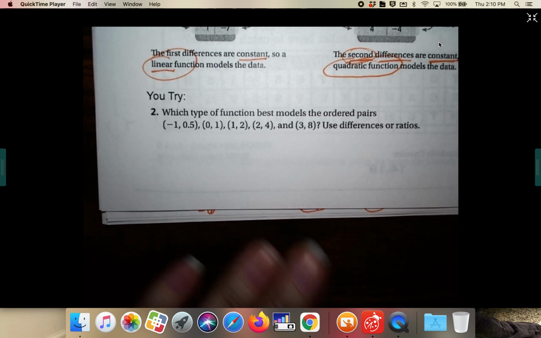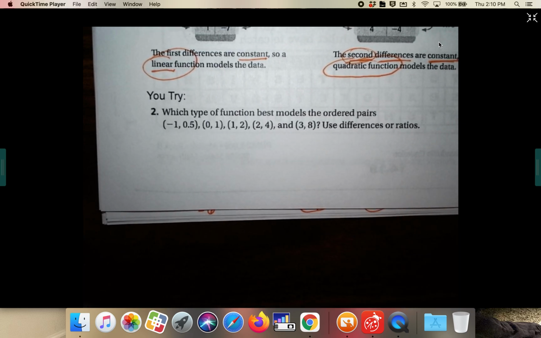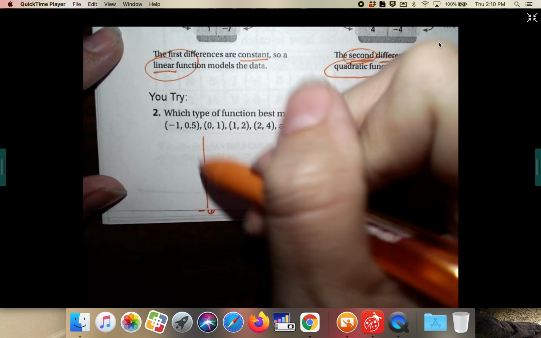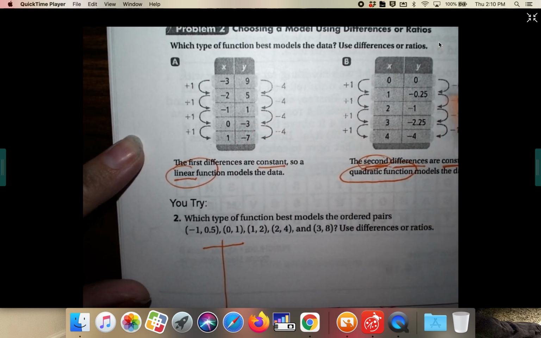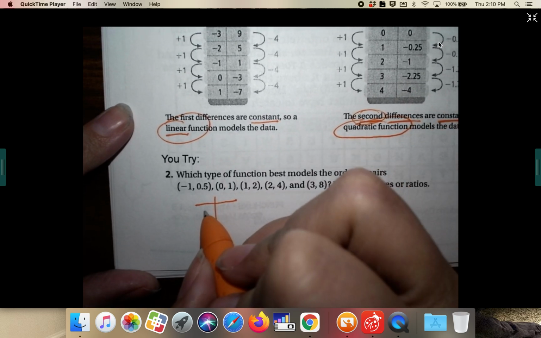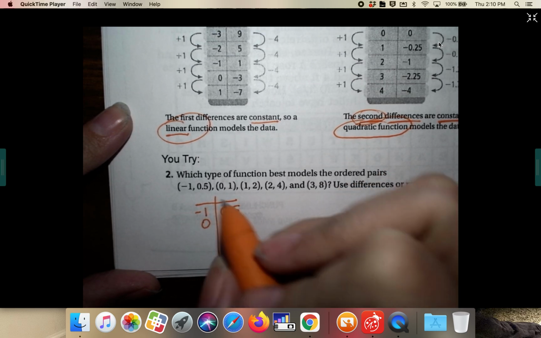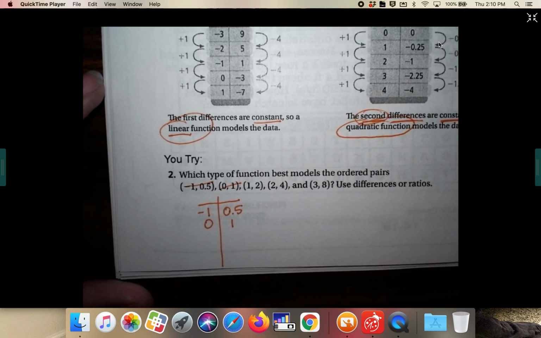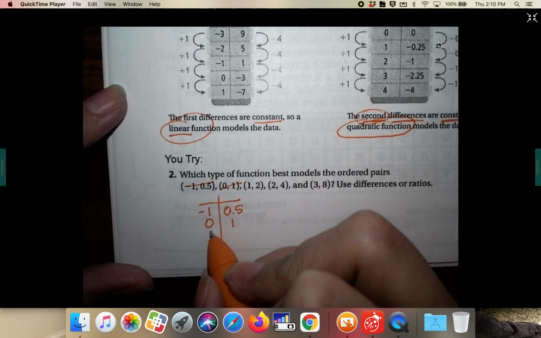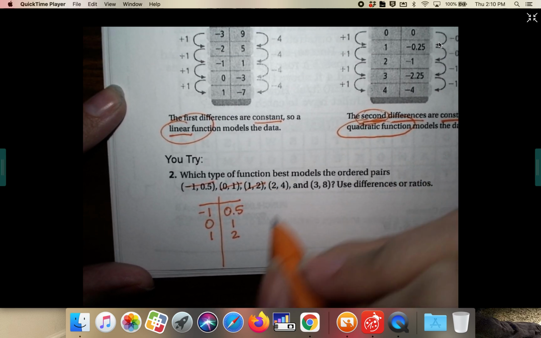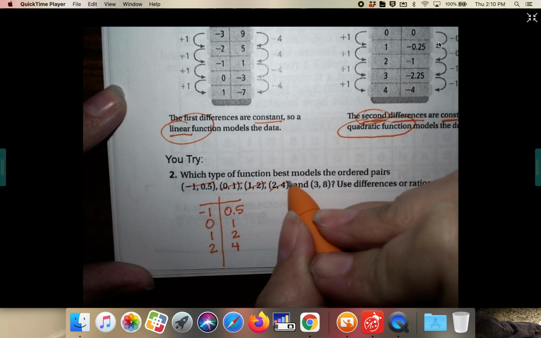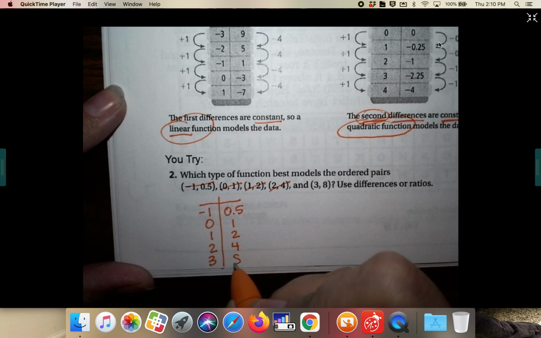Okay. Let's take a look at this. This is not in a table, but it is in an ordered pair. So we can go ahead and put it in a table just because that's how our A and B examples were. So if we did -1, 0.5, 0, 1, all I'm doing is writing these into our table. 1, 2, 2, 4, and then 3, 8.